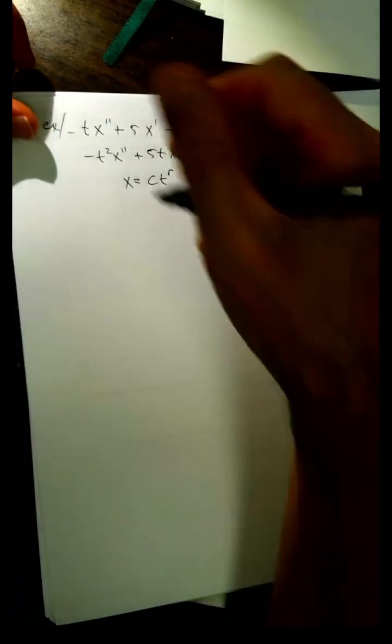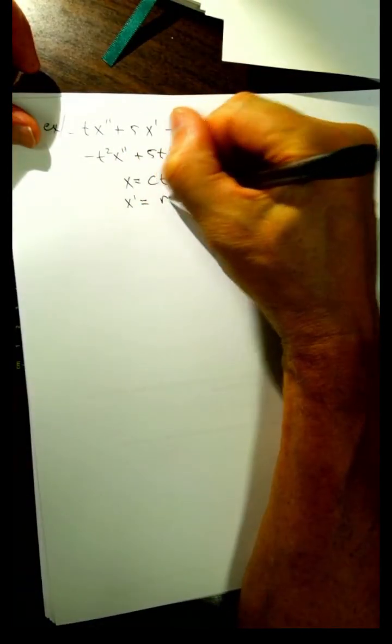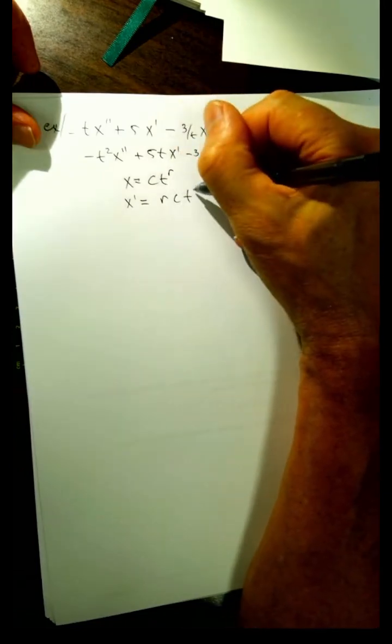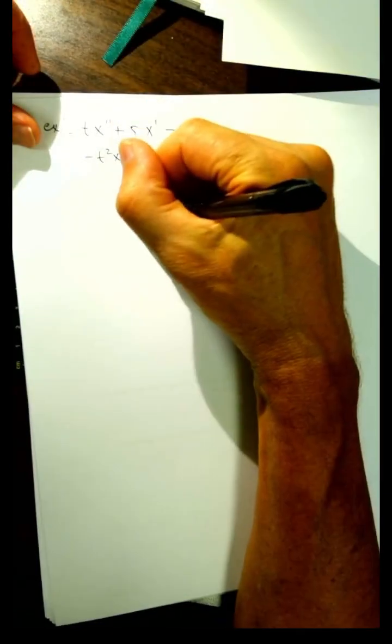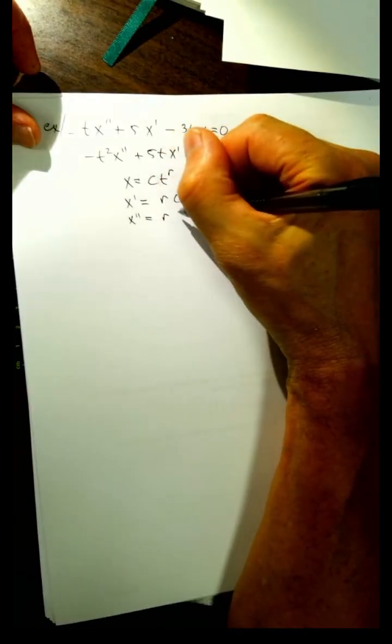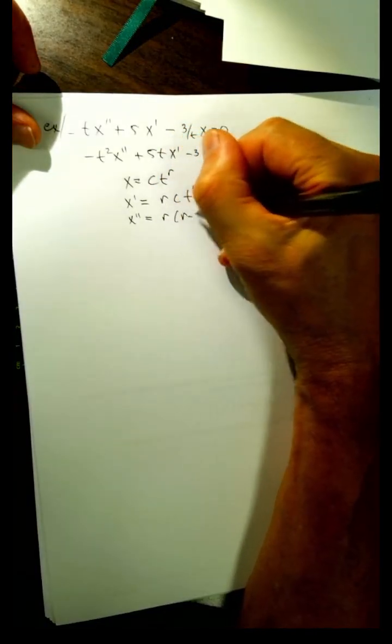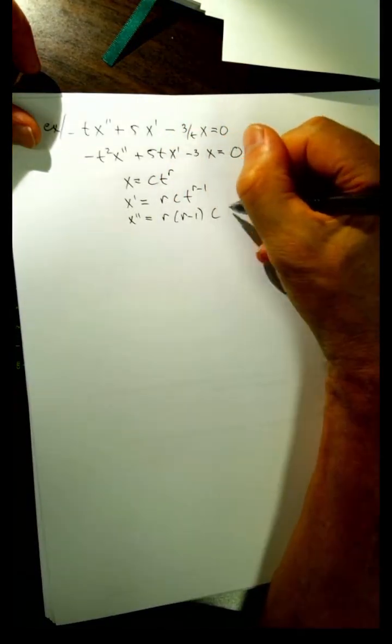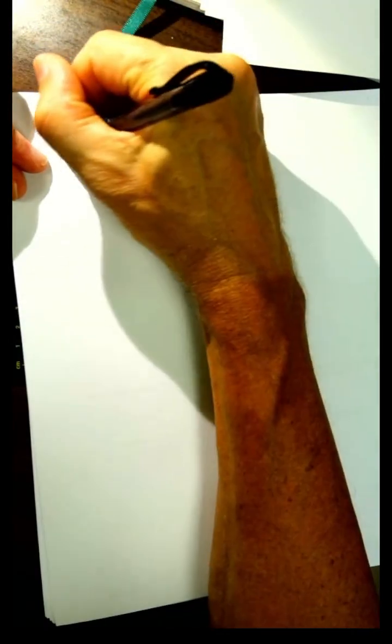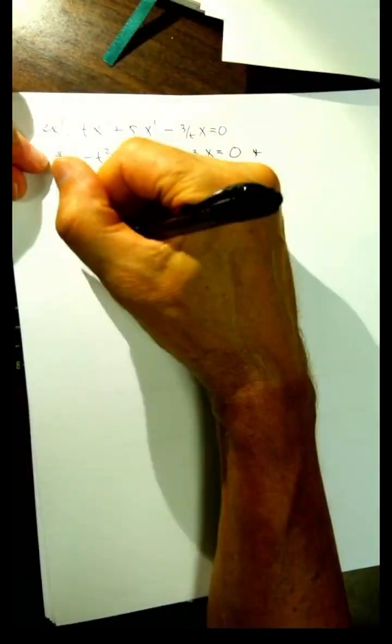C and r are constants. I'm going to take the first derivative. So I bring the r down, and I get t to the r minus 1. Take the second derivative. So I'm going to bring the r minus 1 down. So I get r times r minus 1 times c, and the exponent becomes r minus 2. Plug this into my equation. Again, I'm plugging it into the Cauchy-Euler form.